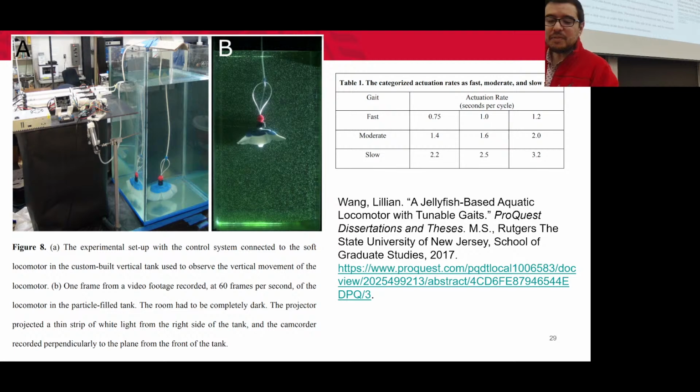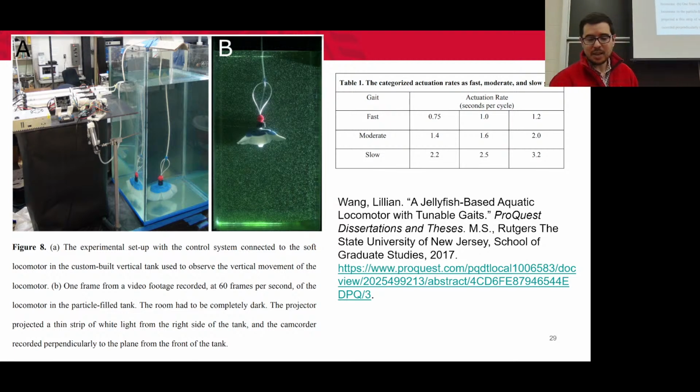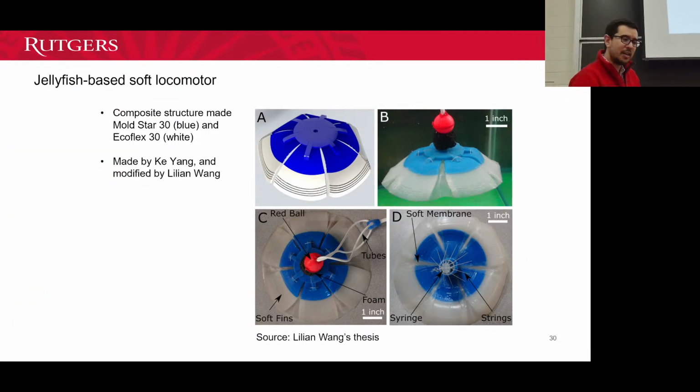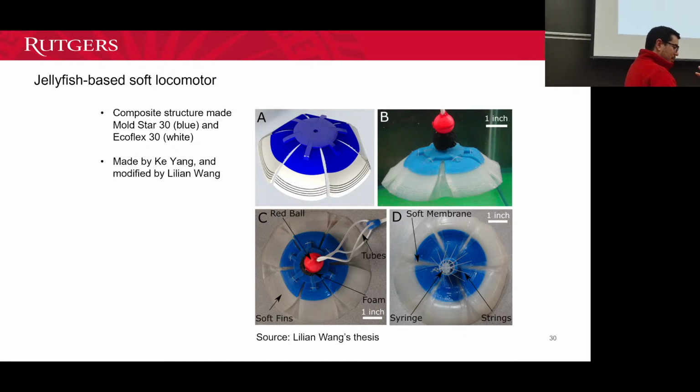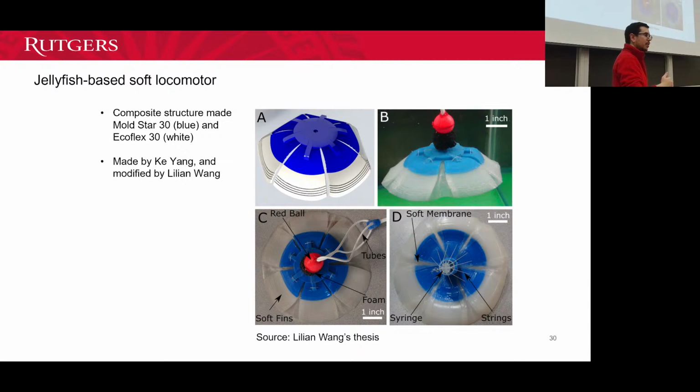So what we have is this hypothesis that the cost of transport will depend on the gait. We also have a hypothesis that the types of observable vortices that we produce will also depend on gait. And we already kind of saw that actually in the bucket.